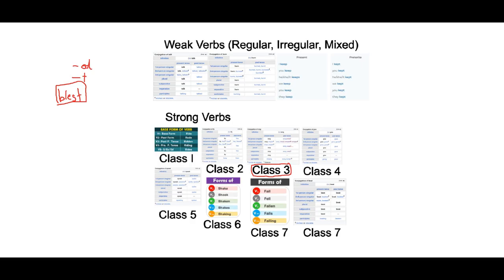So we'll start off with class 1 verbs. Verbs like ride, where the past tense is rode and the past participle is ridden. That all results in different vowels: ride, rode, ridden, I, o, I.